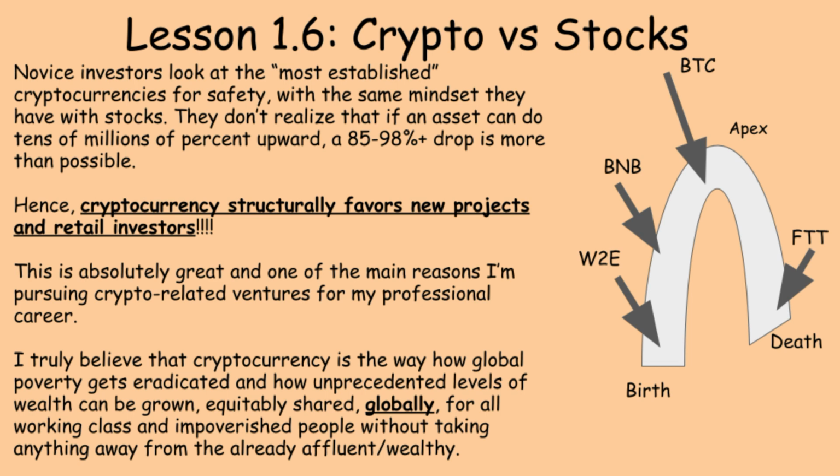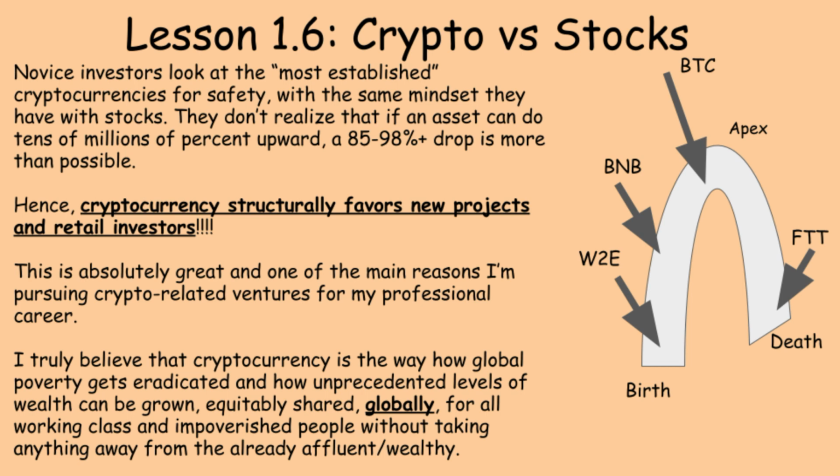Novice investors look at the most established cryptocurrencies for safety with the same mindset that they do with stocks. They don't realize that if an asset can do tens of millions of percents upwards, then a drop of 85% to 98%, realistically, sometimes with cryptocurrencies, even a 99.9 or 99.5% drop is more than possible. You just have to do the math on that. Hence, cryptocurrency structurally favors new projects and retail investors.